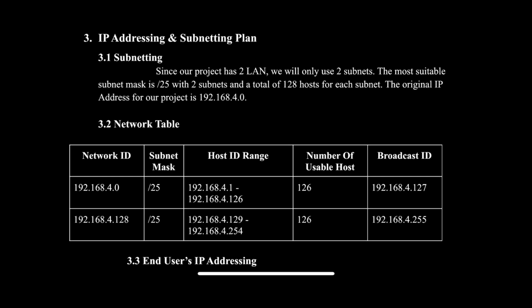192.168.4.127. For our second subnet, the network ID is 192.168.4.128, and the host ID starts from 129 until 254, with broadcast ID 192.168.4.255.